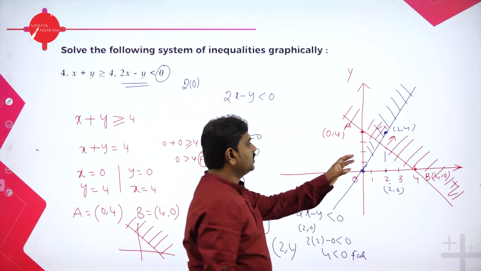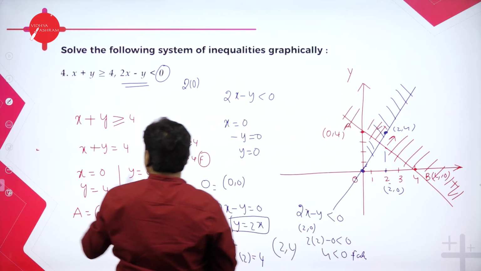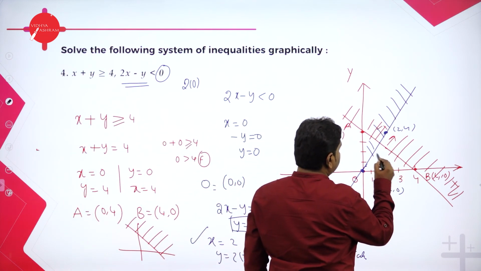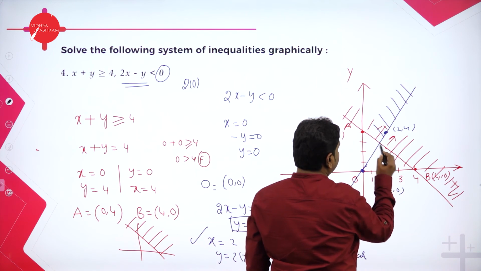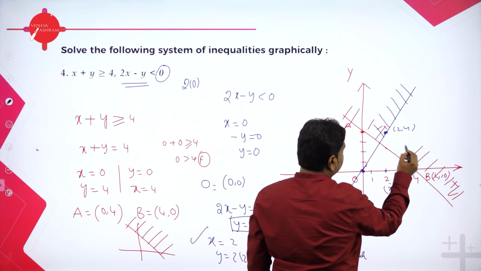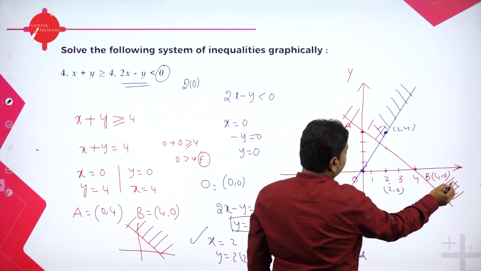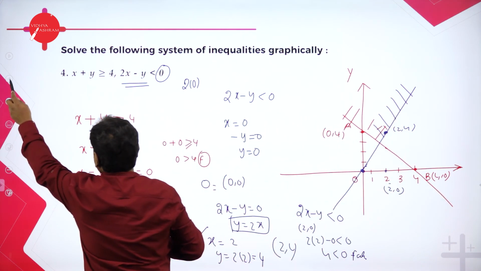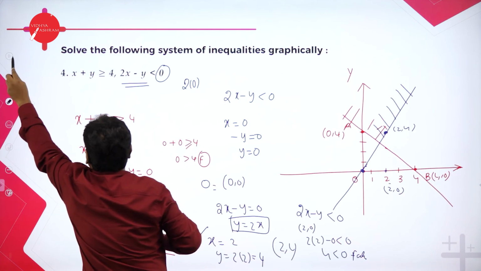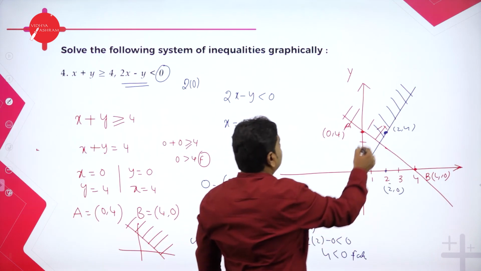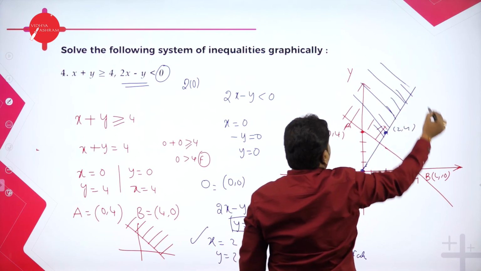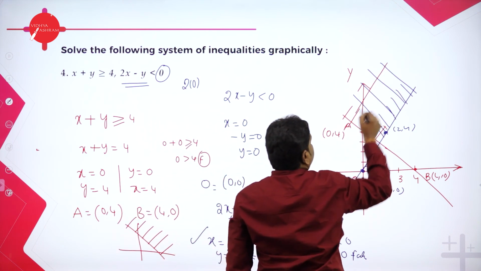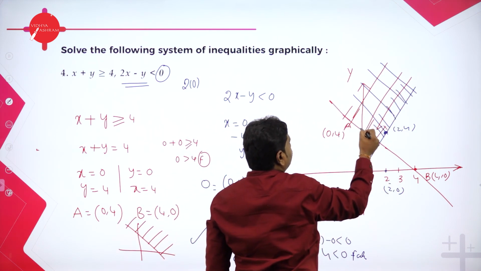Now both are mixing in this region. So now erase the uncommon part. This is uncommon, erase it. This is uncommon, erase it. So both will mix in one region. What is that region? Mark the region where both are mixing. The blue line shading is up and the red line shading is here. So this is the region of solution.